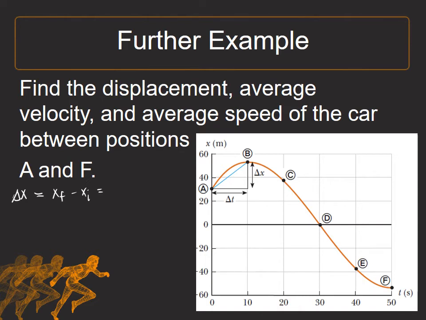Point F is located at where? Negative 53 meters, minus the initial position, which is at 30 meters, point A. Yun nga yung nakuha natin kanina, negative 83.